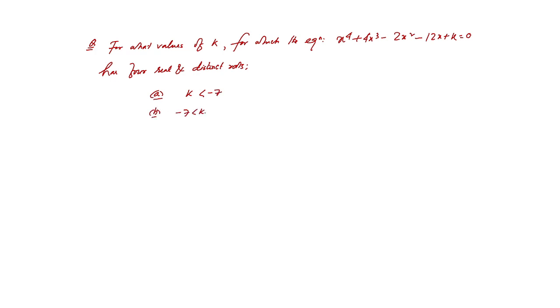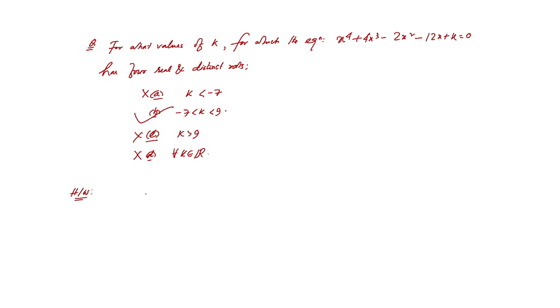Option B, -7 less than k less than 9. Option C, k greater than 9. And option D, for all k belonging to real numbers. So option B is correct. All other options are false. Now you are given an exercise, the homework. You will solve it easily in the same way.